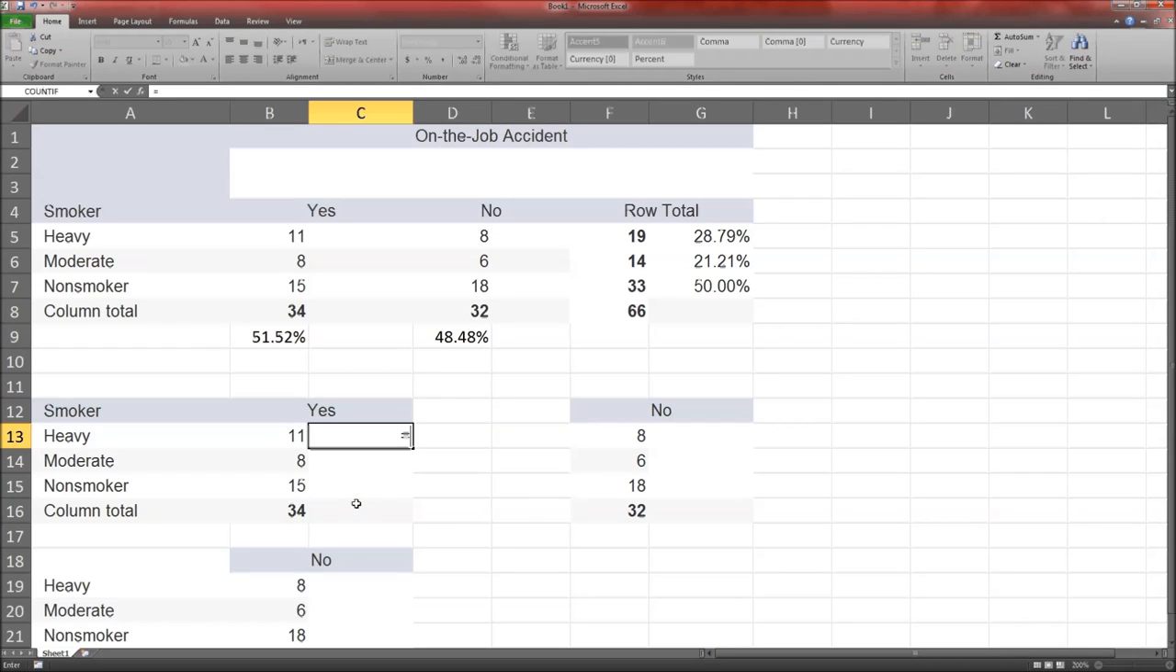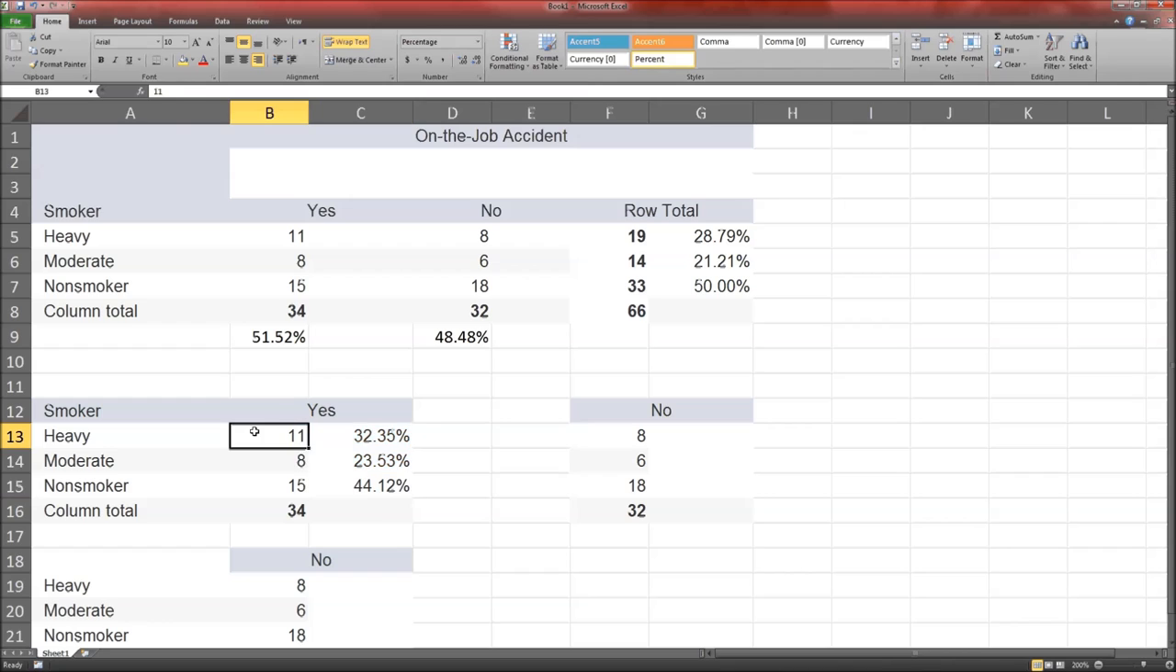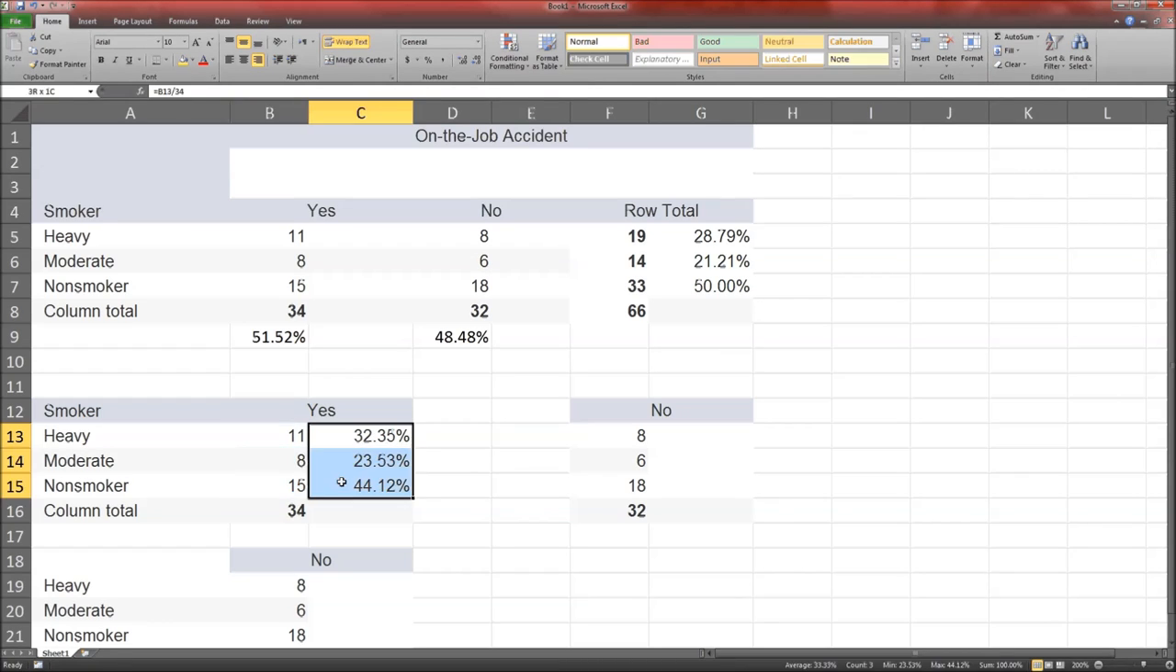So this is going to be equal to 11 divided by the column total of 34. Similarly, this one will be 8 divided by 34, and this one's 15 divided by 34. Notice that these add up to 100% because we're looking at column percentages. So just as these three counts add up to the column count, these three percents have to equal the total column percent, which is 100%.